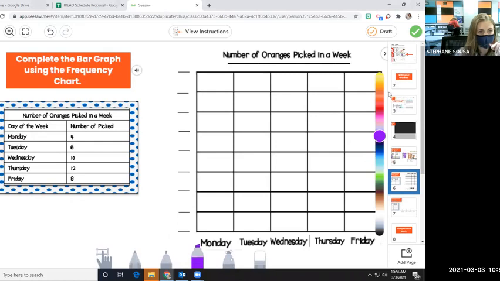Let's highlight our title and notice that they are the same. Grab your highlighter. Highlight the title of your frequency chart. Go highlight the title of the graph that's there. And notice that those are the exact same.